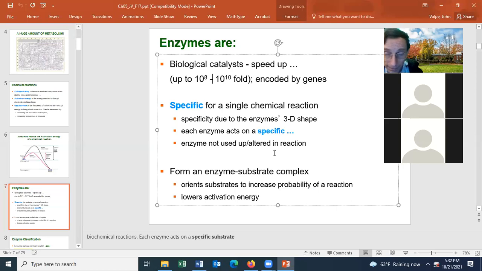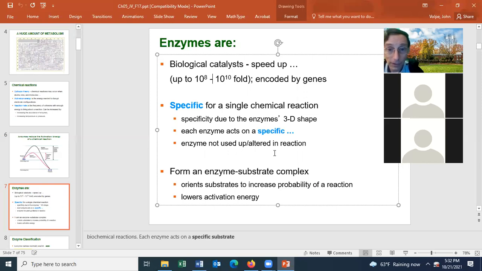So for making this class a little bit simpler, let's say that an enzyme will only bind with one substrate. And I'm already telling you that's a little bit oversimplified. We can find a drug, for example, which can then bind to the enzyme as well. But other than that, enzymes are very specific. And they're very specific because of their three-dimensional shape. So an enzyme has a specific shape, and it will only bind to one specific substrate.